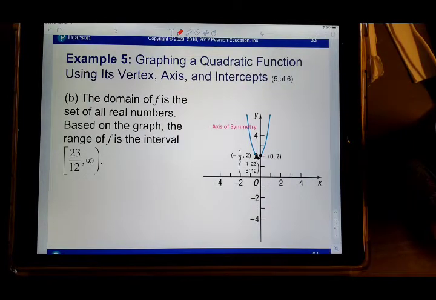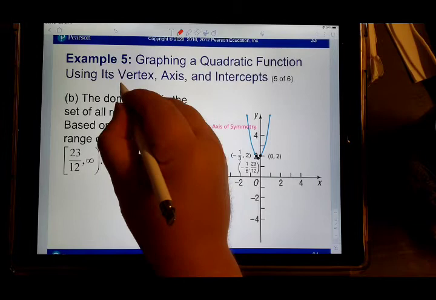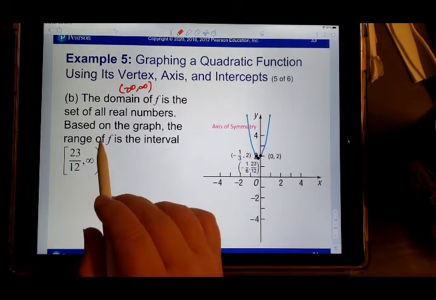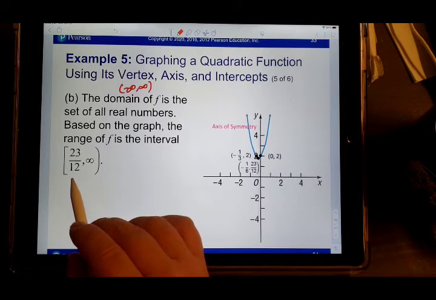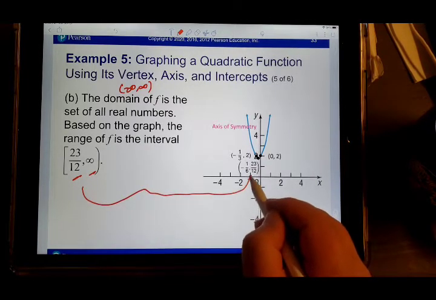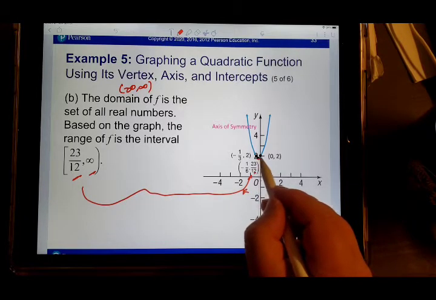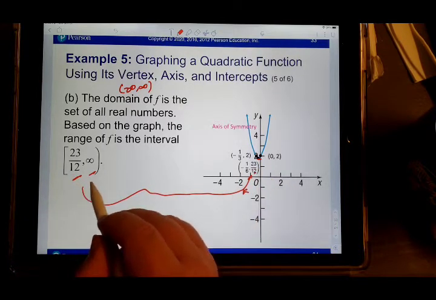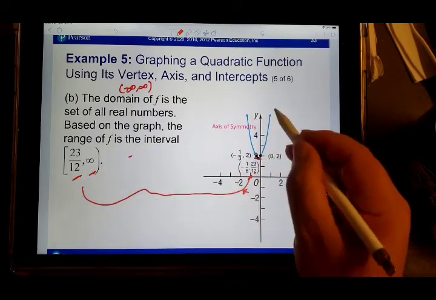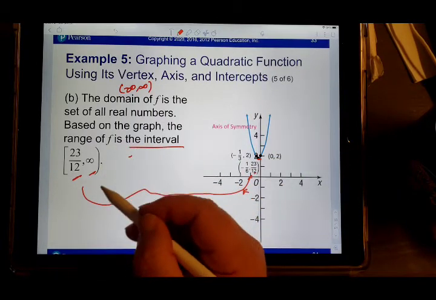And what's the last thing they're asking? Let's see. Next thing they're asking is the domain. Again, they keep asking the domain, and the answer keeps being all real numbers. And then the range. And remember, it's minimum, comma, maximum, and the minimum is k. So k comma infinity, in interval notation, is the range.